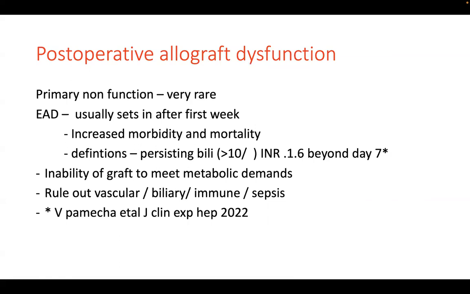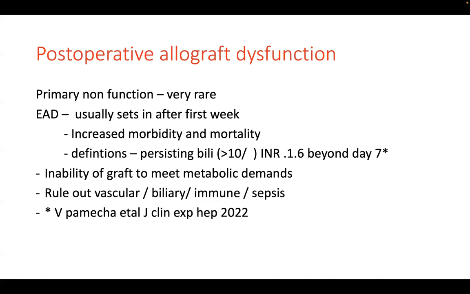And this is associated with increased morbidity and mortality. The definitions of early allograft dysfunction vary. For the living donor scenario, the best definition is probably something published by Indian authors: persisting bilirubin more than 10 mg% and INR beyond 1.6 for 5 consecutive days beyond day 7. Compared to the cadaveric graft, where allograft dysfunction is defined between day 2 to day 7, in the living donor, depending on the patient's general condition and the graft size and volumes, the LFTs take much longer to settle down. So it's better to use the current definition which we've developed in the Indian scenario: persistent bilirubin more than 10 mg% and INR more than 1.6 for 5 consecutive days beyond day 7.